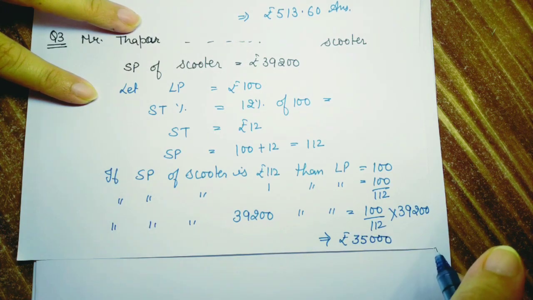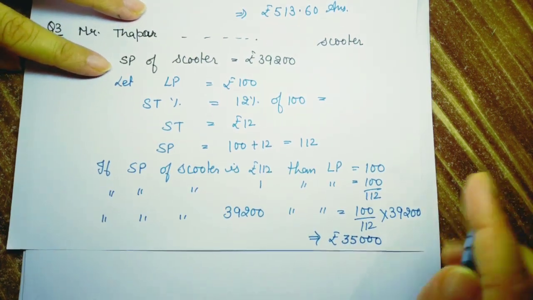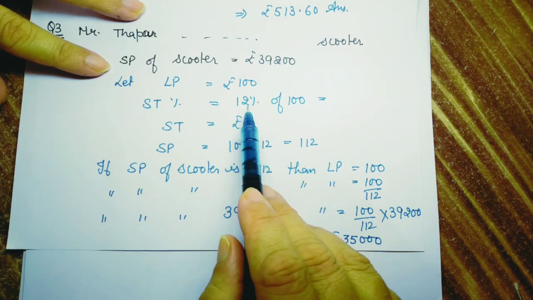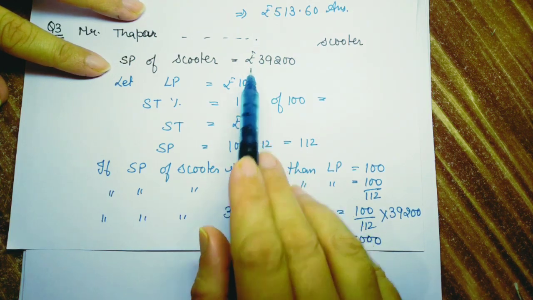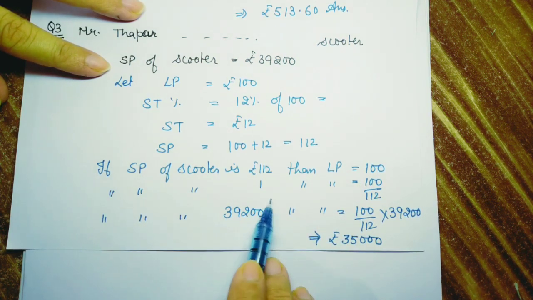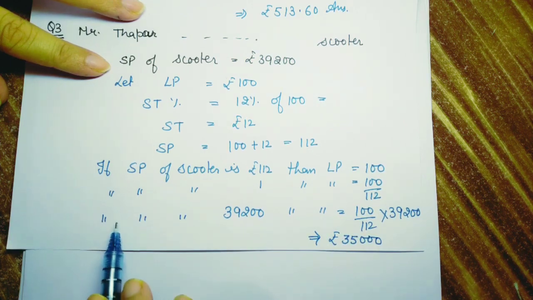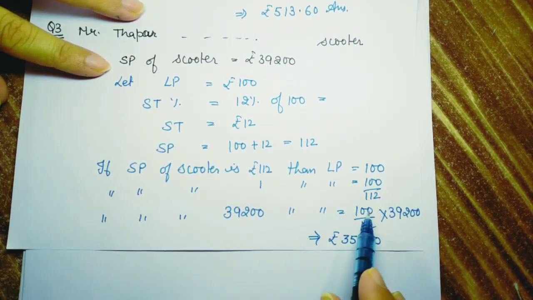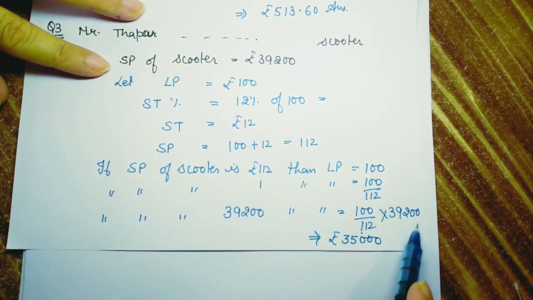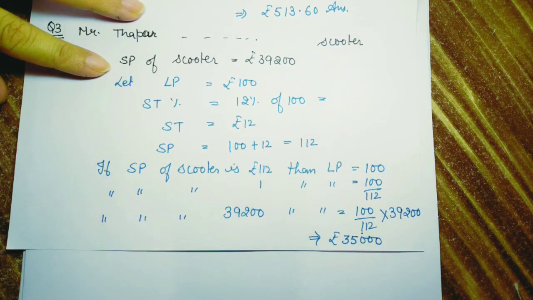Okay students, so what we did here, I again repeat. First we assume the list price, then find out the 12% of list price, and they have given already the SP of the scooter. So if the SP is 112, then the list price is 100. If the SP is 1, the list price is 100 by 112. And if the SP is 39,200, then 100 by 112 multiplied by 39,200. When we cancel it out, we get the answer rupees 35,000.